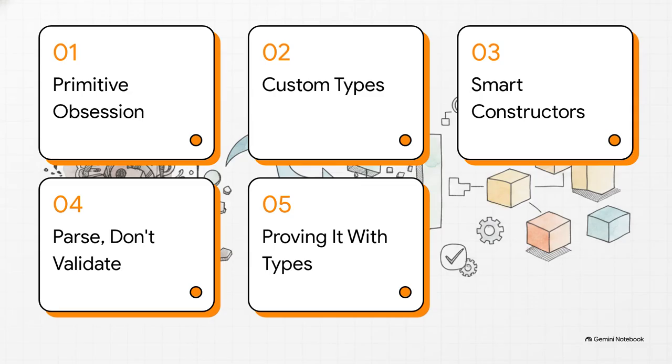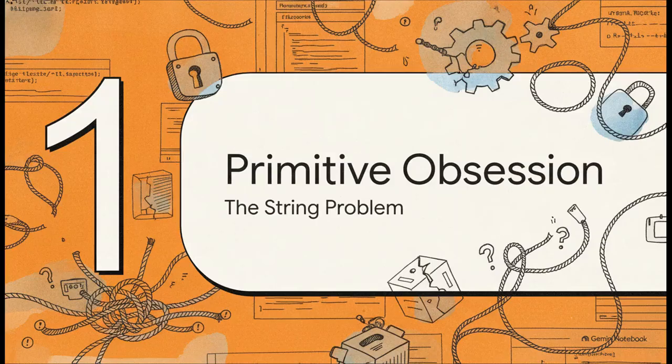Here is our roadmap for today. 1. The primitive obsession problem. 2. Refactoring to custom types. 3. Building smart constructors. 4. Parse-don't-validate explained. And 5. Proving it with types. Let's get into it.